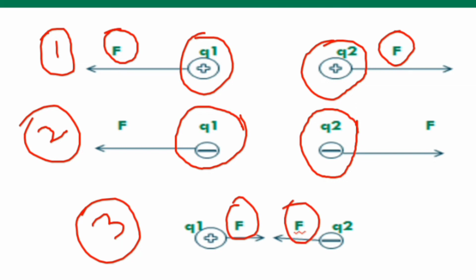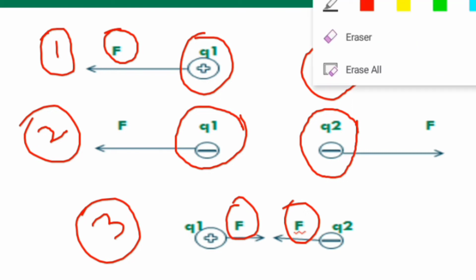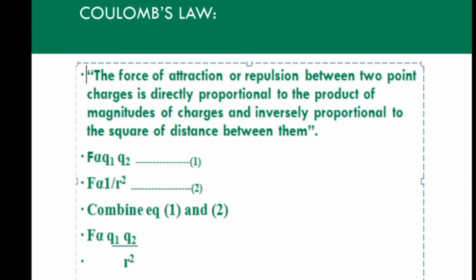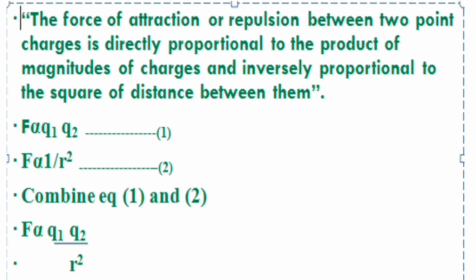So the like charges, or the same charges, Q1 and Q2, repel each other with a force, while the unlike charges Q1 and Q2 attract each other with a force. Let's see the statement of Coulomb's law. The force of attraction or repulsion between two point charges is directly proportional to the product of magnitude of charges and inversely proportional to the square of the distance between them.